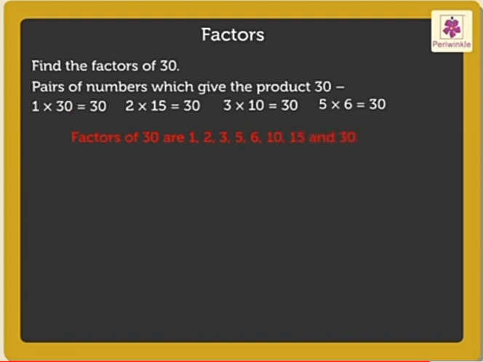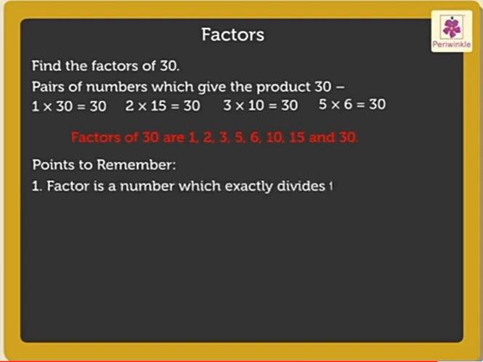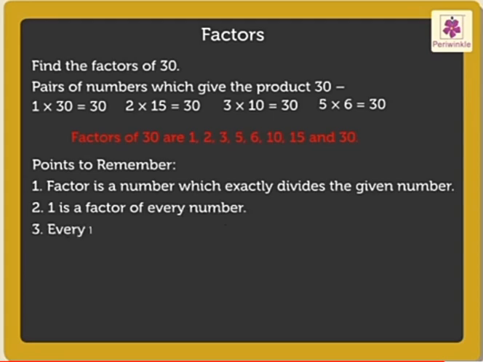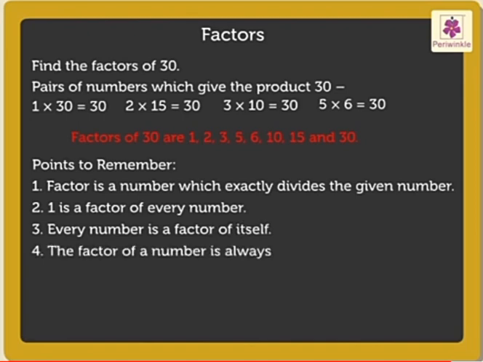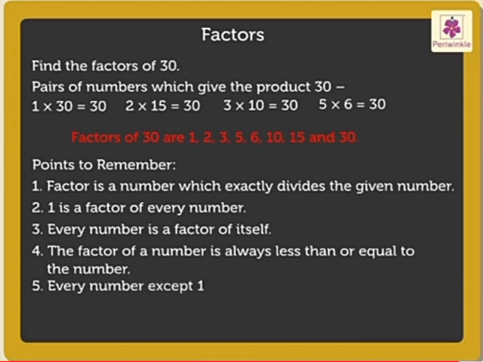Now, look at these factors and remember these points. 1. A factor of a number exactly divides that number. 2. 1 is a factor of every number. 3. Every number is a factor of itself. 4. The factor of a number is always less than or equal to the number. 5. Every number except 1 has at least 2 factors, 1 and the number itself.